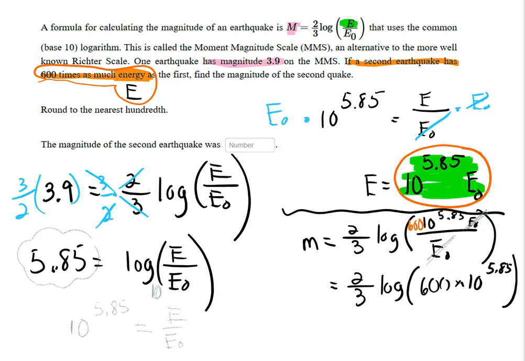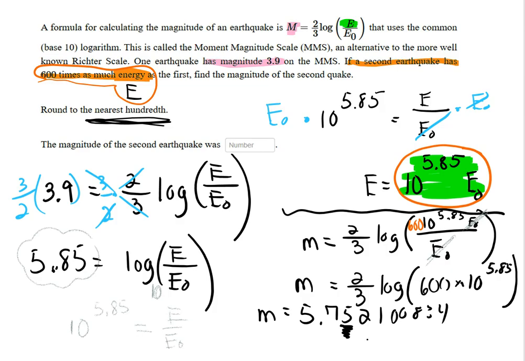And it says round to the nearest hundredth. When I did this, I got M is 5.752100834, and to the nearest hundredth, that would be where the 5 is. Since that's a 2, I would stay with 5.75.